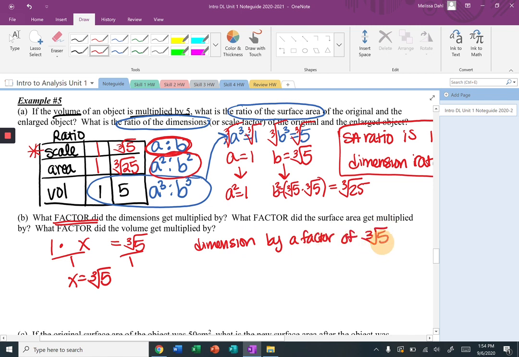Pause the video if you want to check it here. Sorry, not dimensions. You can repeat that process. You can pause the video if you want to. Here, the area by a factor of the cube root of 25, and the volume by a factor of 5.